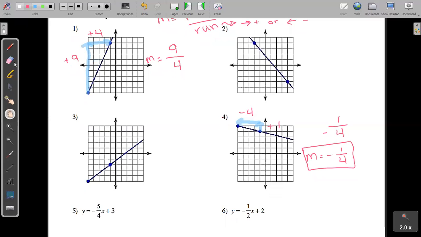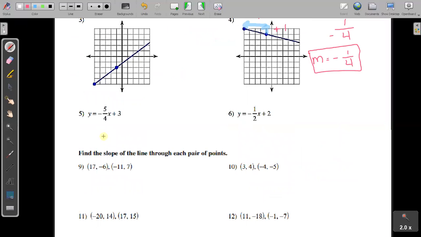Now we have the equation here, and we just have to identify which is the slope. So it's kind of like the last problems on the last page where we had to move it into y equals mx plus b, but these equations are already in the correct form, so we can just identify what our slope is. So here we have y equals negative 5/4 x plus 3. Our slope is with our x. So our slope is negative 5/4.